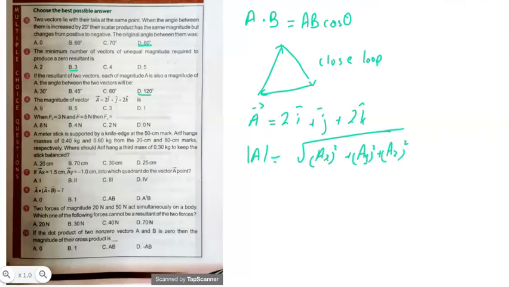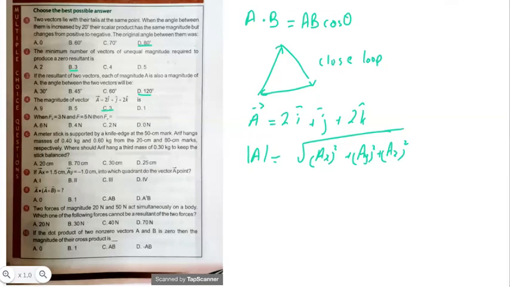So use this formula, the square root of ax squared plus ay squared plus az squared, and let me know what will be your answer. Hurry up, girls. What is your answer? Laiba, you're right. The magnitude is 3, because ax is 2, ay is 1, and az is again 2.